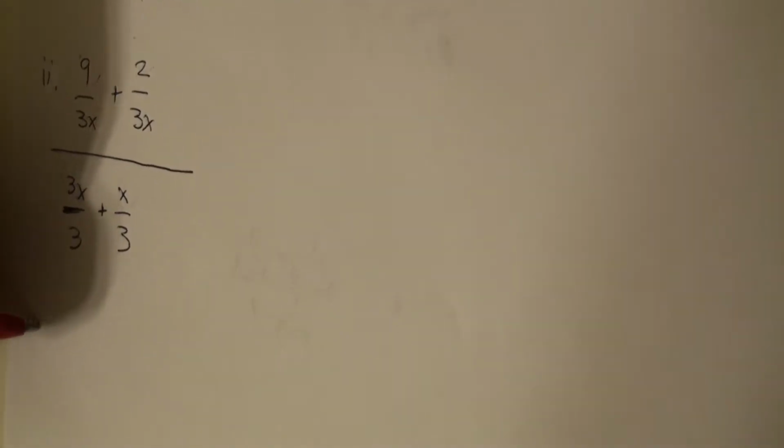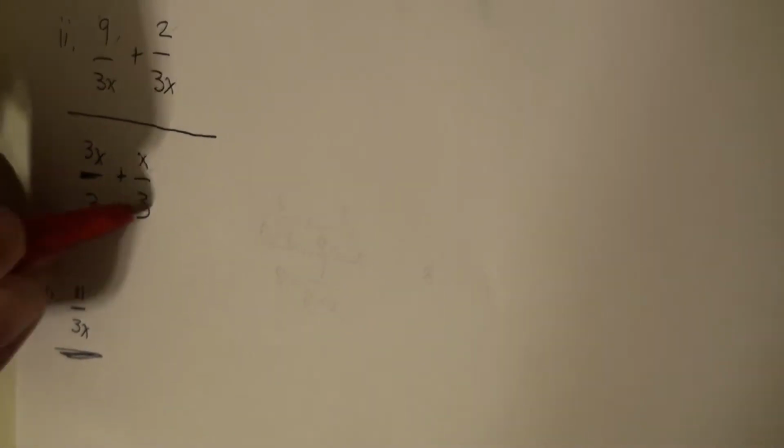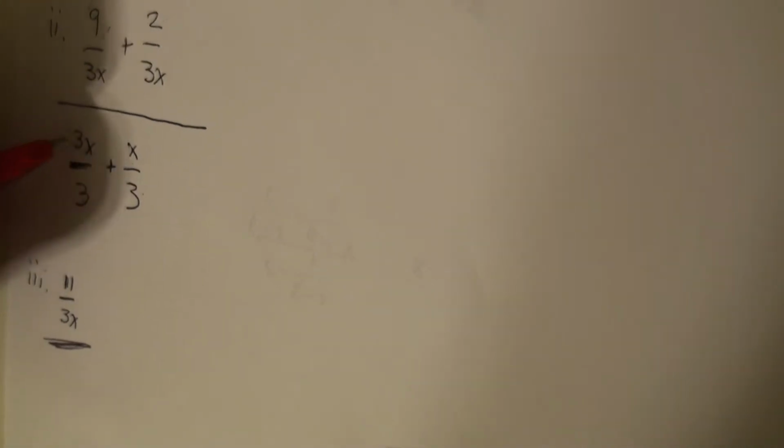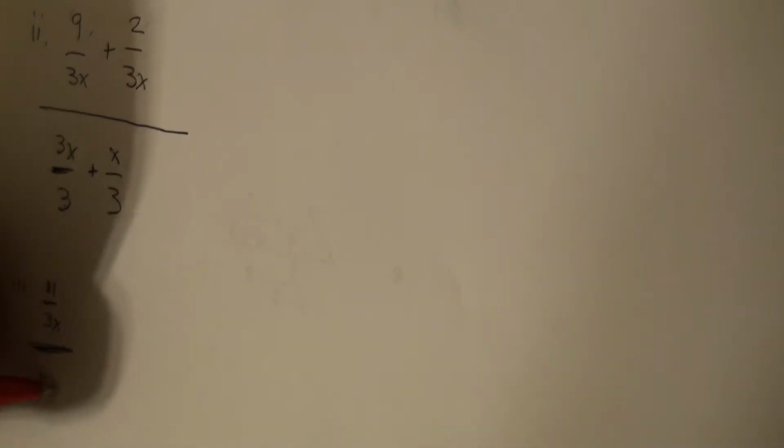So my step 3, 9 plus 2 is 11. And since the denominator is the same, we could bring this down. And then divided by, over here we have common bases. 3x plus x is 4x over 3. So now, since there's this division bar right here, we're going to have to multiply. So let's make this even nicer. 11 over 3x divided by 4x over 3.